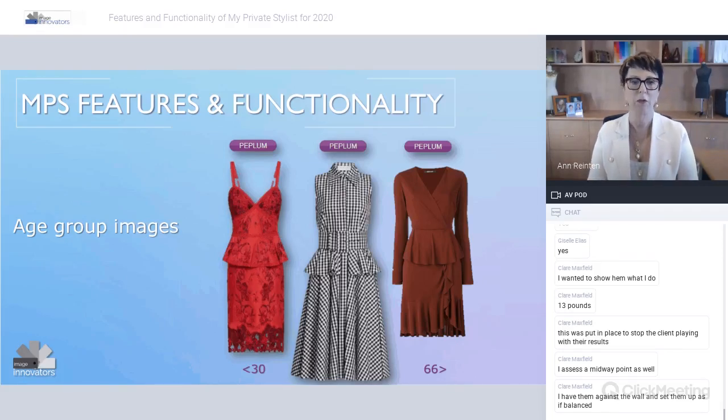So here's a peplum dress, for example. The under 30s will see that first one. The average one, the default, the 35 to whatever it is, the middle group, will see this one, and your over 66 will see those ones. We want to make it as appropriate as we can for all the age groups. Did everyone know that the images change with age? Some of you don't.